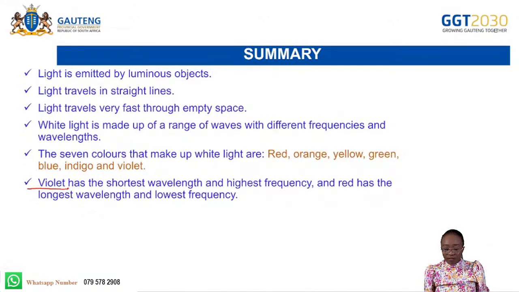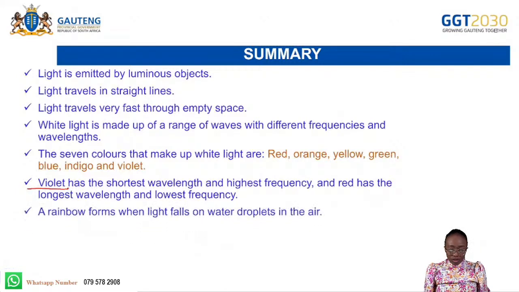We also learned that violet has the shortest wavelength and the highest frequency, and red has the longest wavelength and the lowest frequency. We also learned that a rainbow forms when light falls on water droplets in the air. That's why you usually see a rainbow after it rains or after there's a storm and the sun is shining, especially if there's still water droplets in the atmosphere. You will be able to see the rainbow.